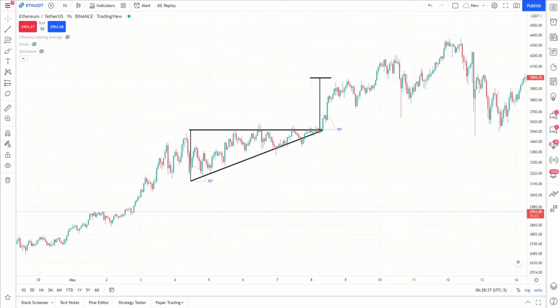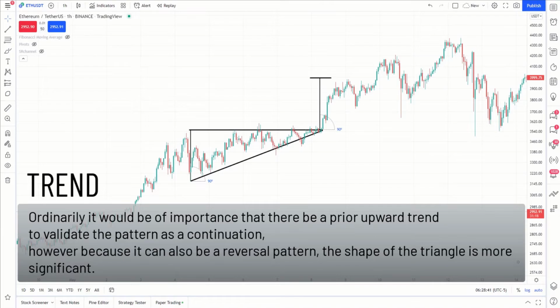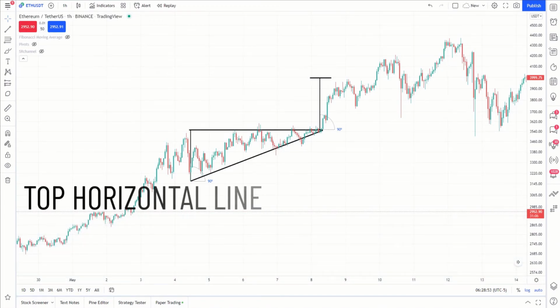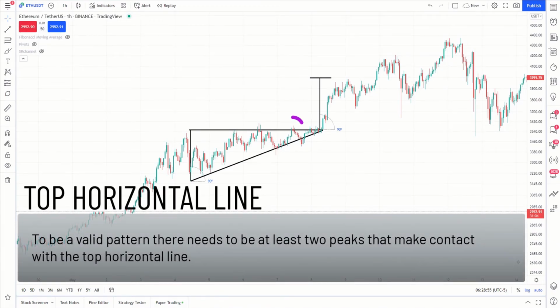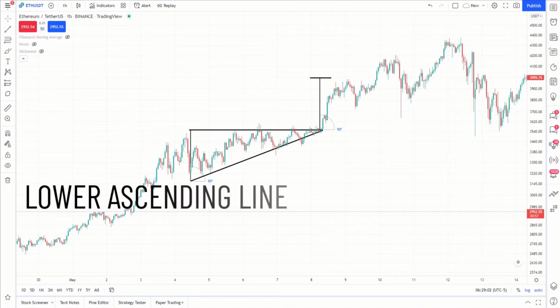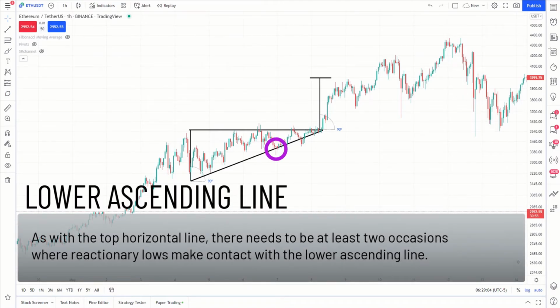Here are some characteristics of the ascending triangle. Trend. Ordinarily, it would be of importance that there be a prior uptrend to validate the pattern as a continuation. However, because it can be a reversal pattern, the shape of the triangle is more significant. The top horizontal line. To be a valid pattern, there needs to be at least two peaks that make contact with the top horizontal line. The lower ascending line. As with the top horizontal line, there needs to be at least two occasions where reactionary lows make contact with the lower ascending line.